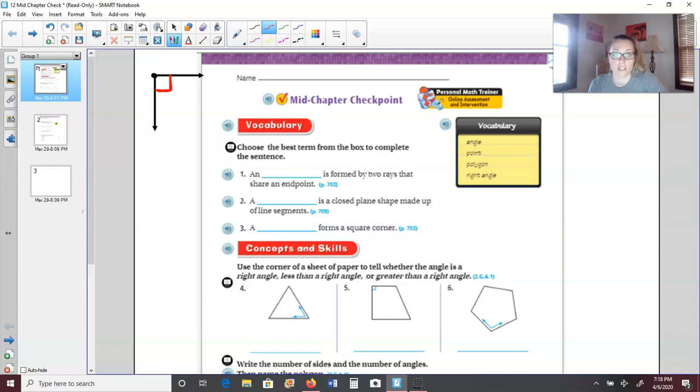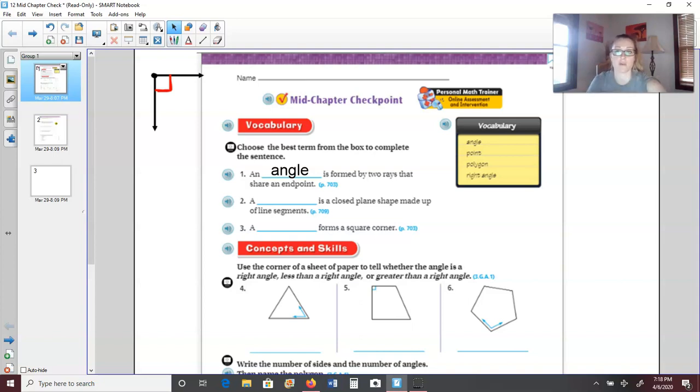So I think I just shared the answer. An angle is formed by two rays that share an endpoint. So number 1, our answer is angle. And if you watched my other videos last week, there are different kinds of angles. We talked about angles like I drew up here in the corner that shows a perfect 90-degree angle. It's a perfect corner. We call that a right angle.